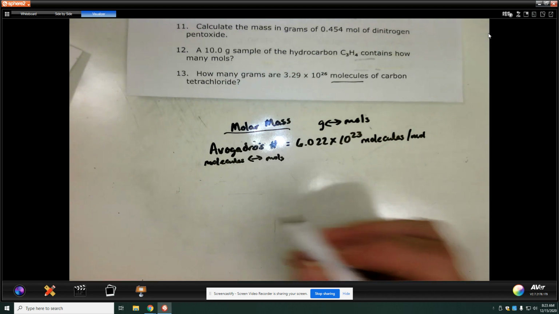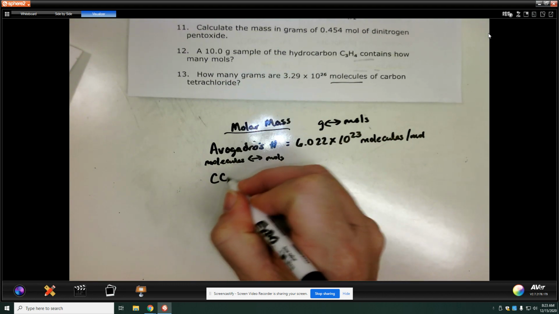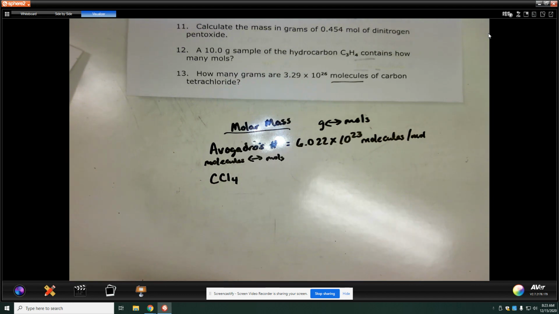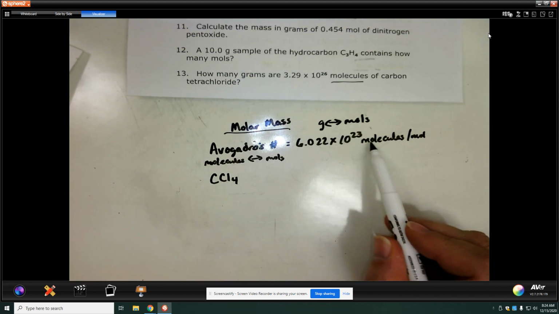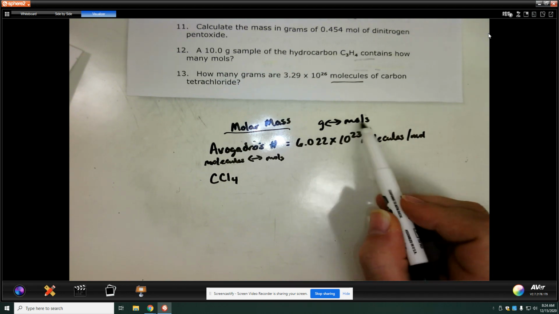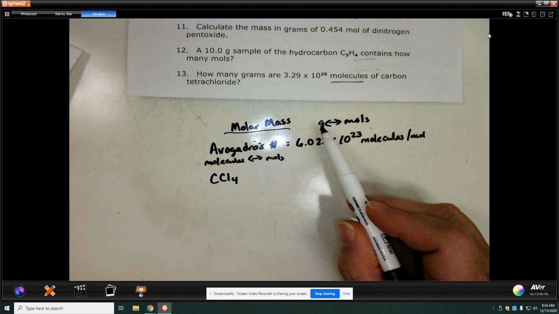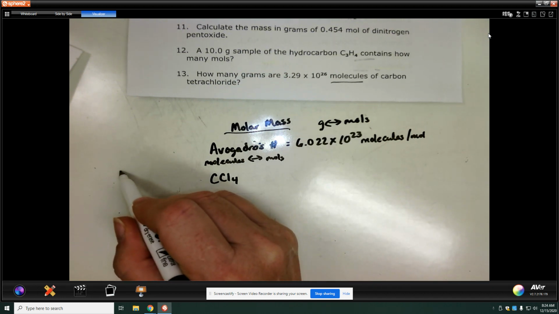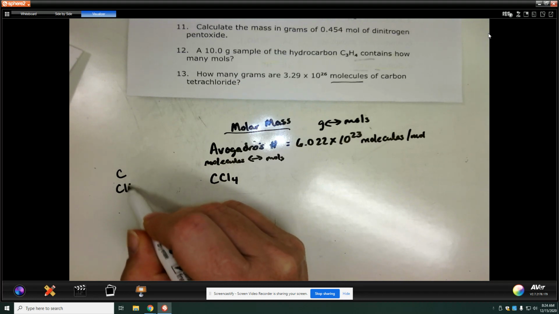So in question number 13, it says how many grams are in this many molecules of carbon tetrachloride. So carbon tetrachloride would be 4 chlorines and 1 carbon, since I see those prefixes there. And I'm going to have to go from molecules to grams. Well, I can get from molecules to moles using Avogadro's number. Then I'm going to have to use molar mass to go from moles to grams. So I'm going to go ahead and find the molar mass of carbon tetrachloride.